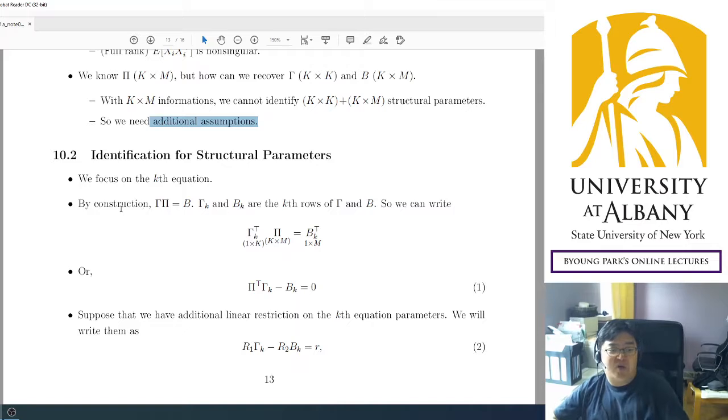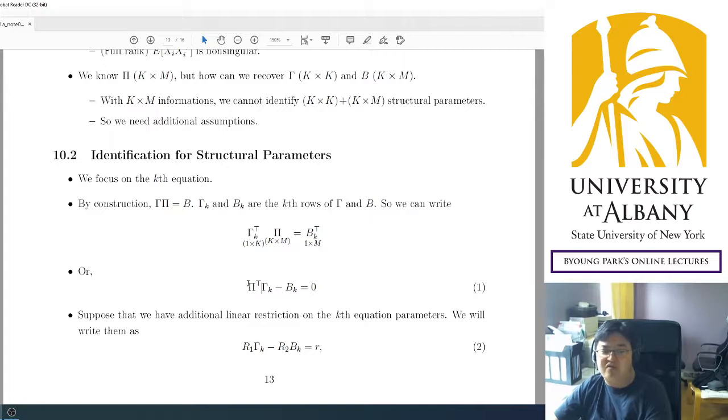So, we are going to consider equation by equation. Let's think about the kth equation. The kth equation can be written in this way: gamma k, pi, and beta k. This is the relationship between the reduced form parameter and structural parameter in the kth equation. By the way, I am not using an inverse because pi is not invertible. Pi is not a square matrix, so we cannot use an inverse here.